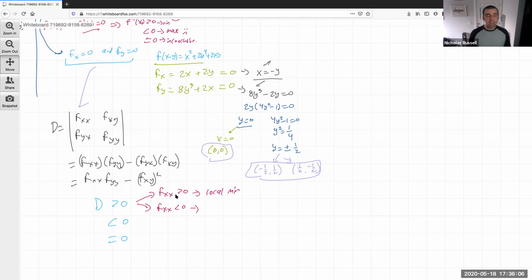Similarly here, if I have an fxx being negative, it's going to be concave down and concave down again. So we're going to get something like a paraboloid on the top there. So we're going to get a local max.